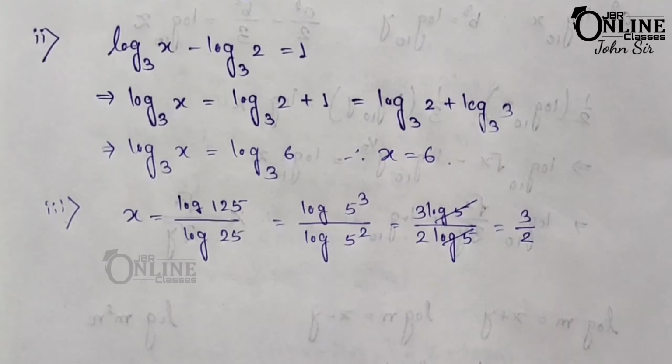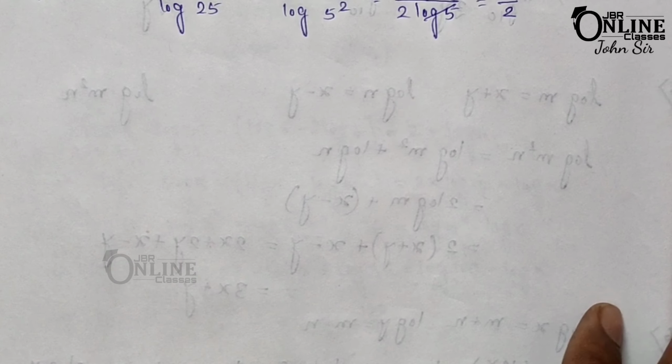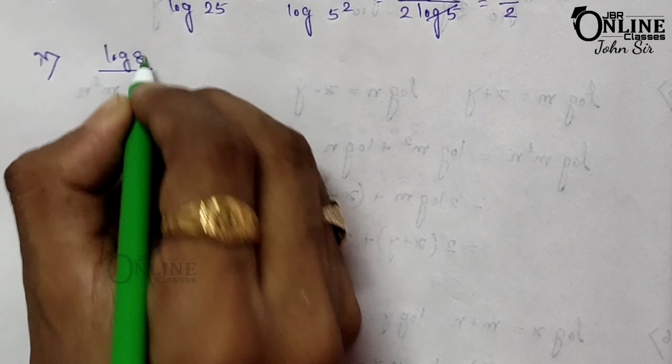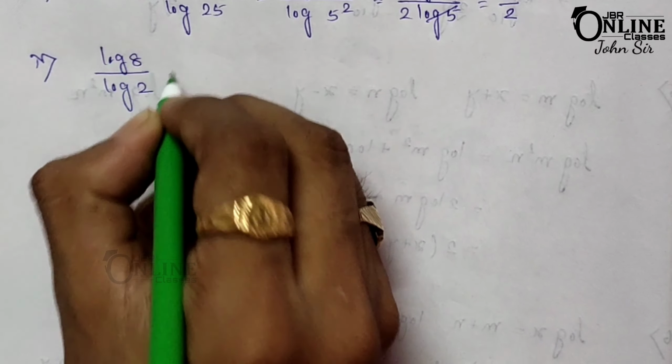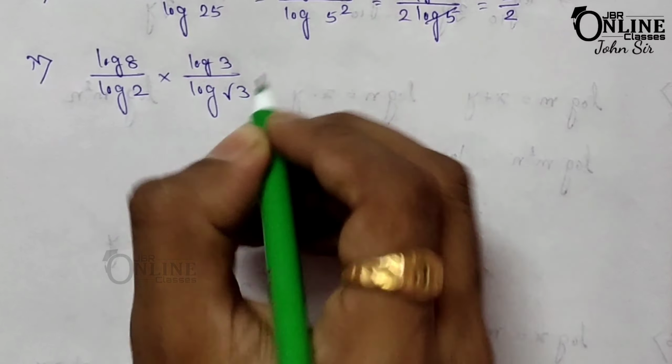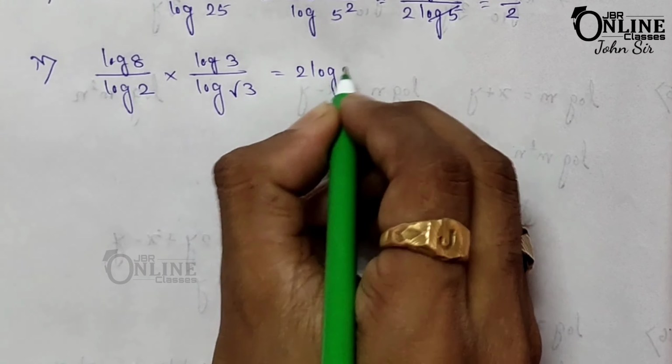Now the next one, sum number 4. Here in sum number 4, here log 8 by log 2 into log 3 by log root 3, and that equal to 2 log x.